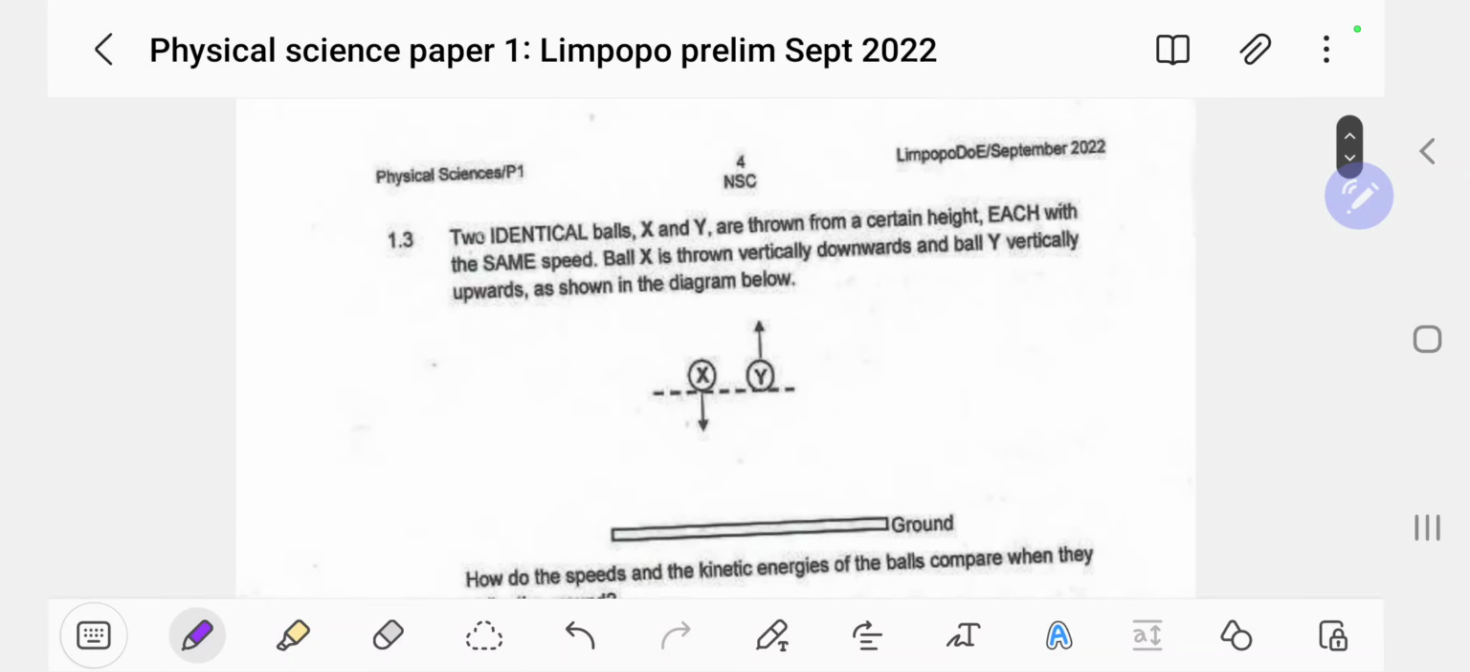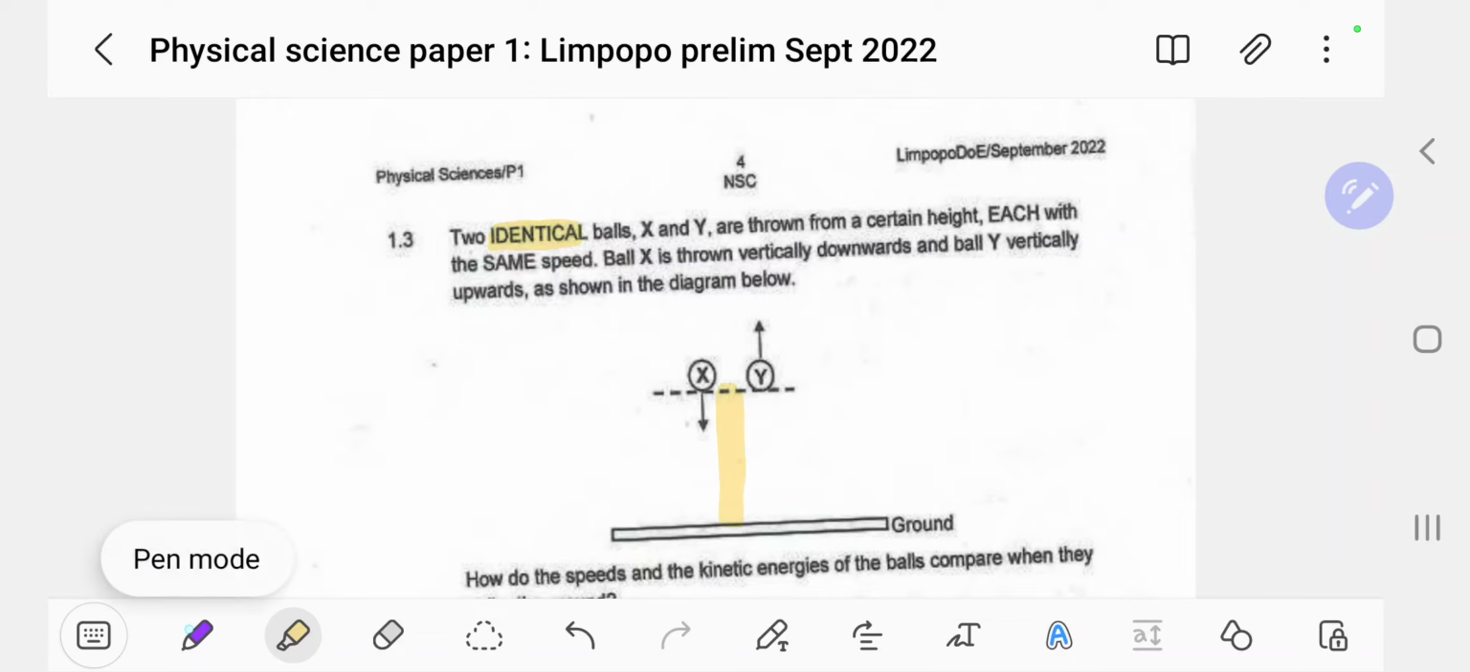Okay, so 1.3 says two identical balls. Now that is this keyword over there, identical. X and Y, okay, are thrown from a certain height. Okay, so they are already a height above the ground. So this is this height over here.